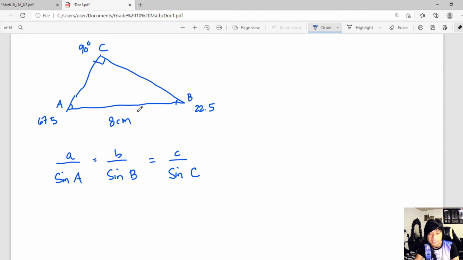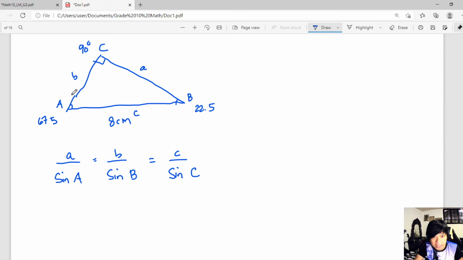This one is side C. The opposite of A is this, so we can name that small letter a, and the opposite of B is this, so this will become small letter b. So yeah, these are our proportions. All we know is that only C has a measure, which is 8 cm. So we need to find this.